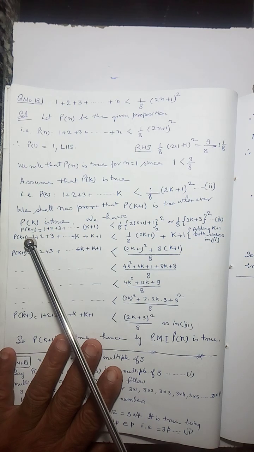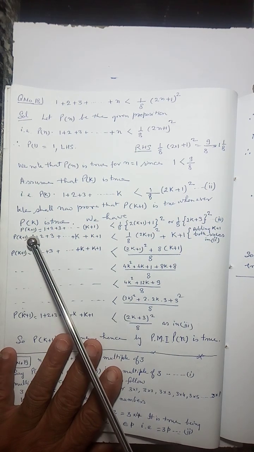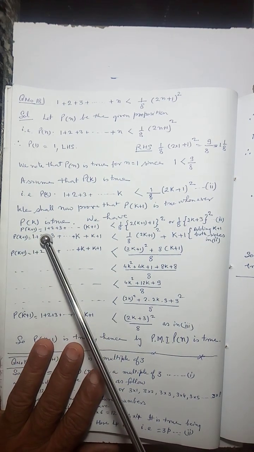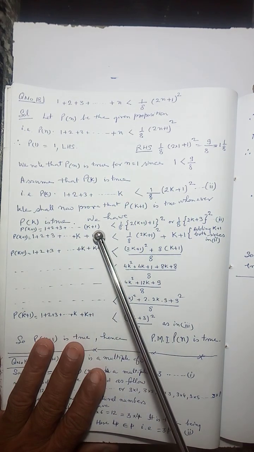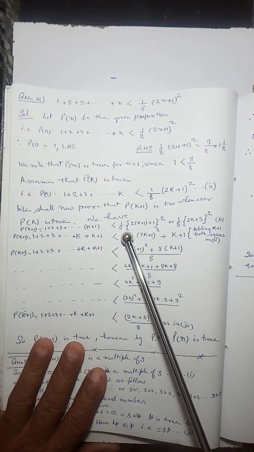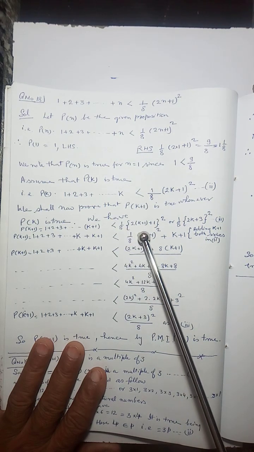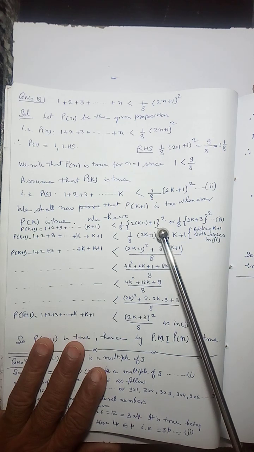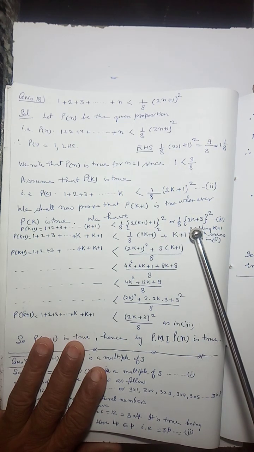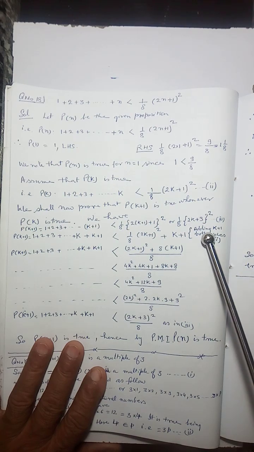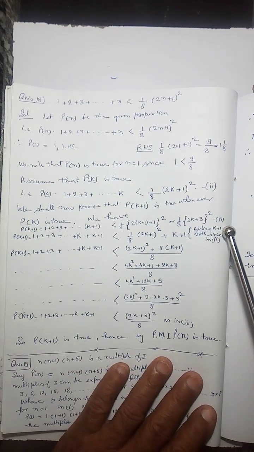We have, so we write it down here, that Pk plus 1 will be equal to 1 plus 2 plus 3 plus up to the k plus 1. Here the k plus 1 is the last term, so I have written it. The right hand side also, it is less than 1 upon 8 up to k plus 1 plus 1 bracket close whole square. Solve it, you will get 1 upon 8 2k plus 3 whole square. This is our third equation.